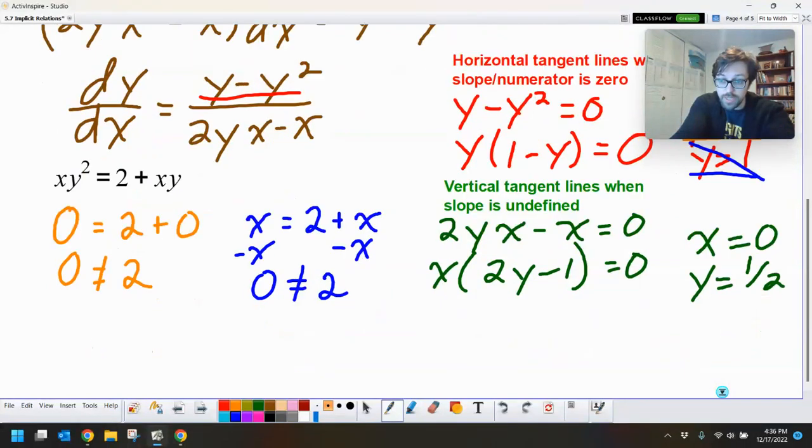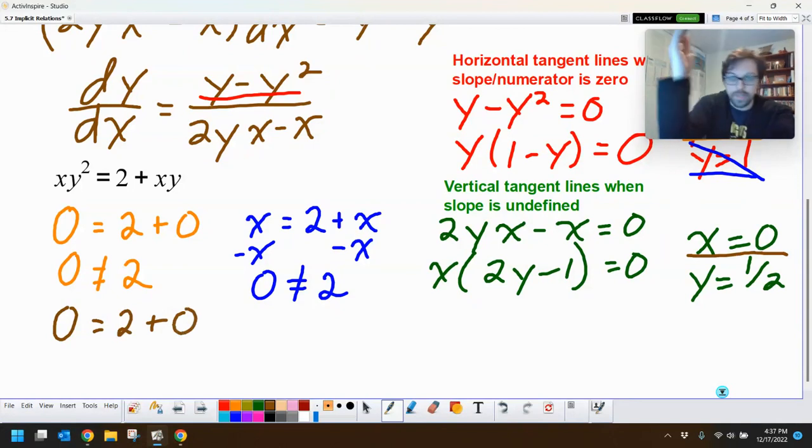Then we have to try some more. Let's see if this one gets us anything good. Nope. This is going to do 0 equals 2 plus 0. So again, that's not quite working out for us. So no, that one's not working. Our final one is that y equals 1/2. Hopefully this one will work.